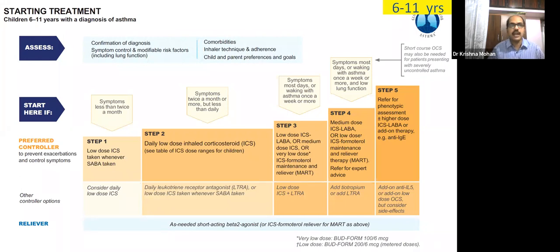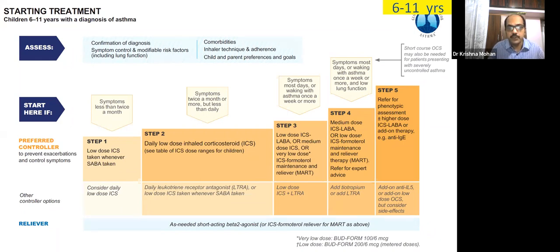Another option is addition of another drug. So low dose inhaled corticosteroid plus another drug called LABA. LABA is long acting beta agonist, for example, formoterol. So these are the different options. Either you can increase the dose of steroid to medium dose, or you can add LABA.